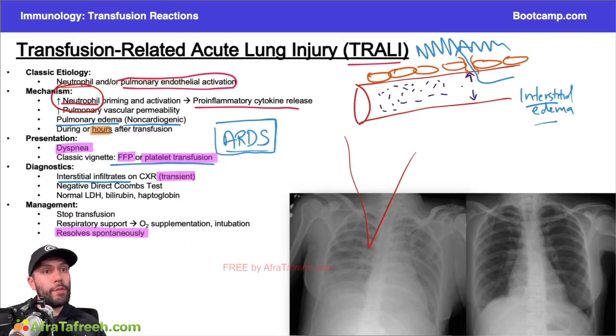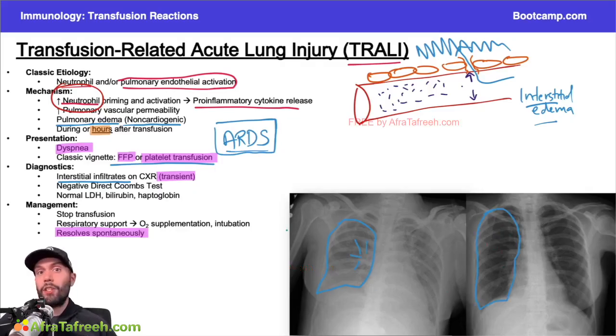You can see here the initial chest x-ray of this patient who had TRALI. You can see this haziness throughout the lung field. Then you can see the repeat chest x-ray here, and this is largely resolved. We don't have to go into all the details on reading chest x-rays. This is going to be an option along with things like a febrile non-hemolytic reaction, or they might be teasing this out versus a cardiac cause, for example. But classically, fresh frozen plasma or platelet transfusion is very classic. And then remember your pathophysiology: pro-inflammatory cytokine release largely driven by priming and activation of neutrophils.